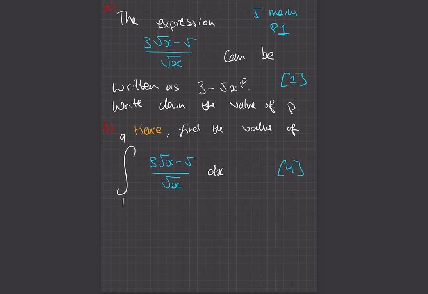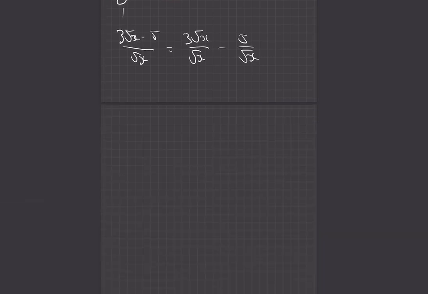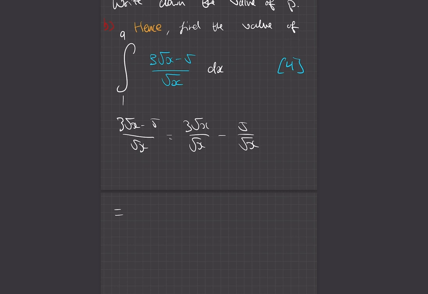The first part says the following expression in blue can be written as 3 minus 5x raised to the power of p. Write down the value of p. So we're going to complete this down here. 3 root x minus 5 over root x is 3 root x over root x minus 5 over root x. Obviously those root x's cancel for the 3, so this is just equal to 3.